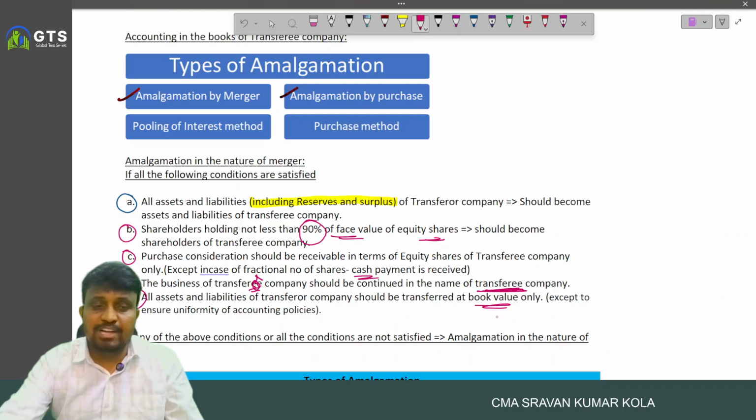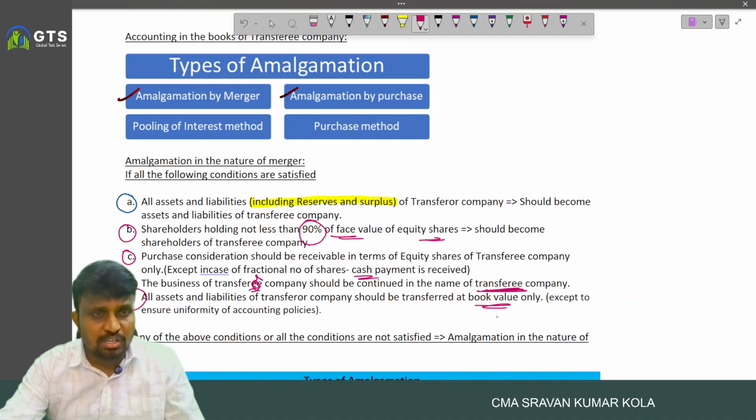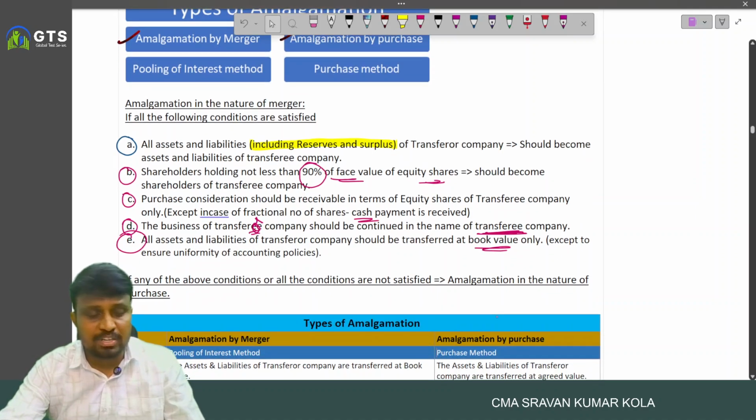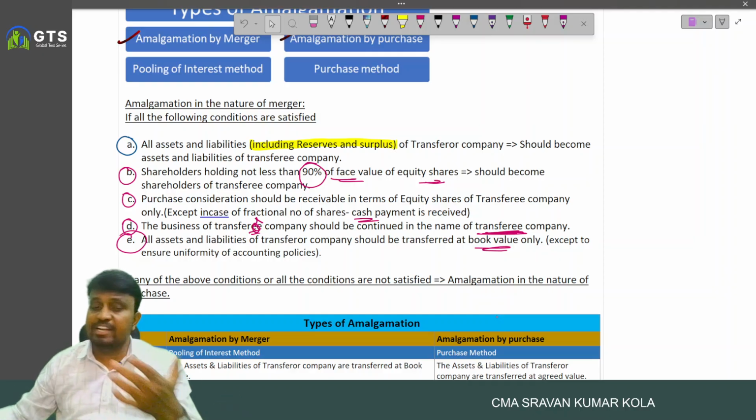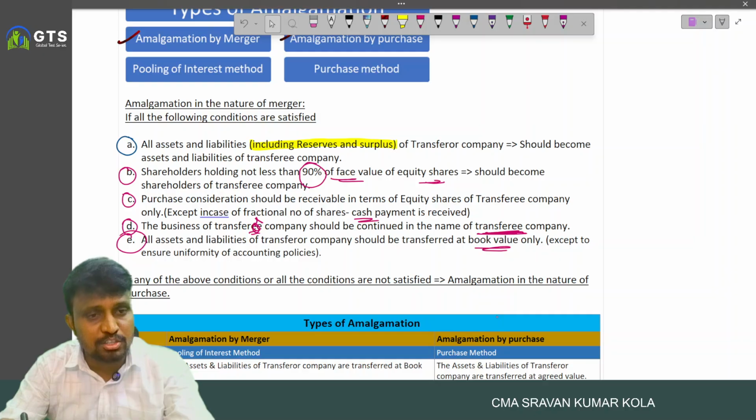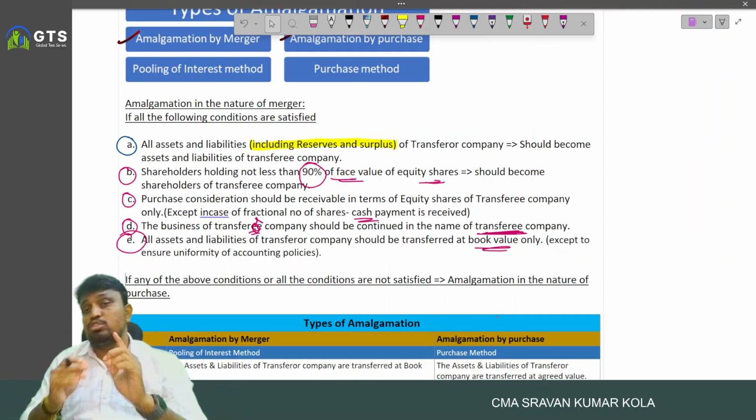Okay. So this is amalgamation in the nature of merger and amalgamation in the nature of purchase. And this classification is provided by AS 14. So if all these five conditions are satisfied, we treat that as amalgamation in the nature of merger. So what are those five conditions?